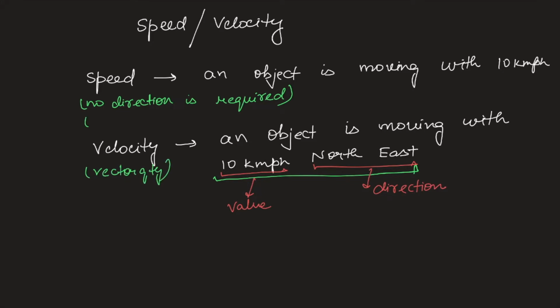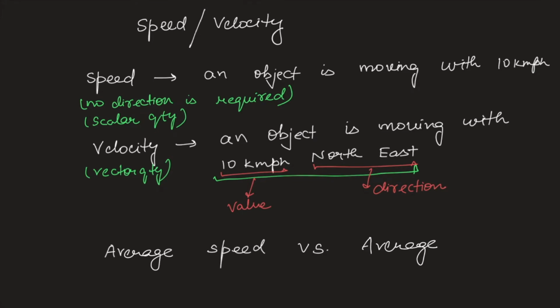Speed, on the other hand, is a scalar quantity. And that is the fundamental difference between velocity and speed. But how do we account for those differences in various cases? Let us first look at the case of average speed versus average velocity.